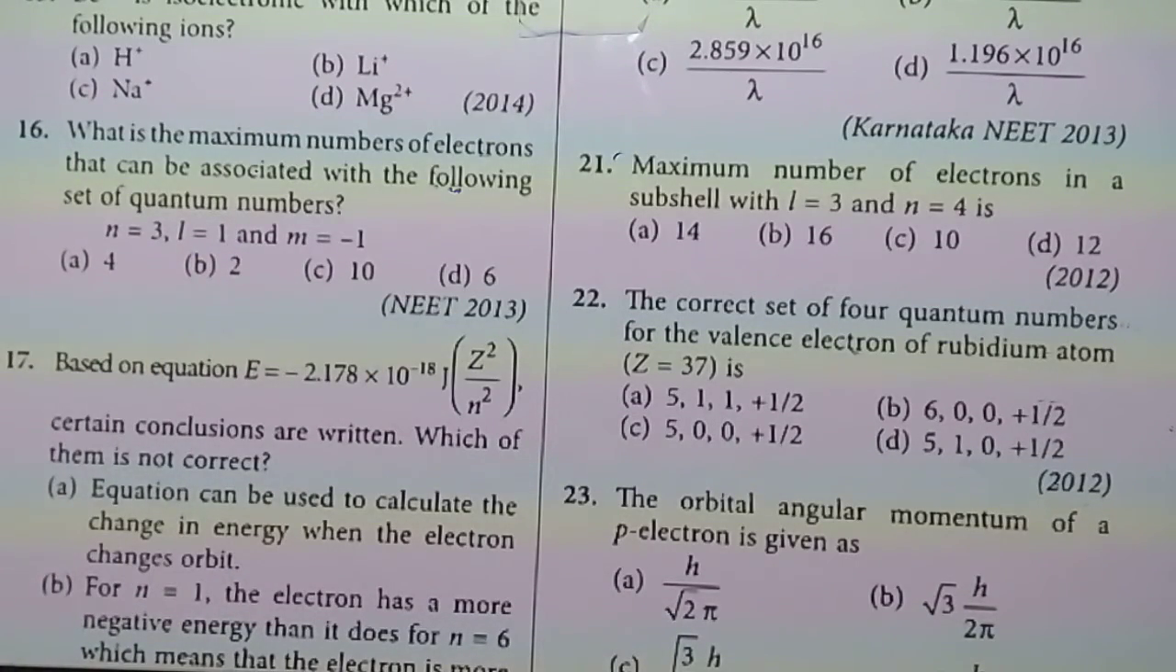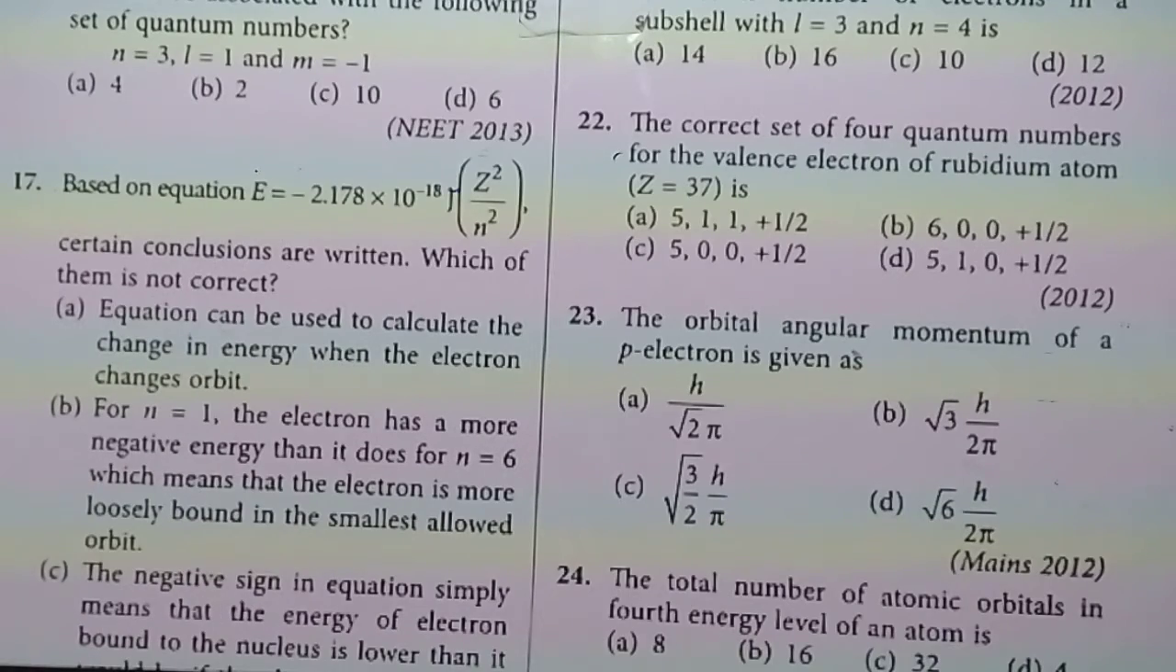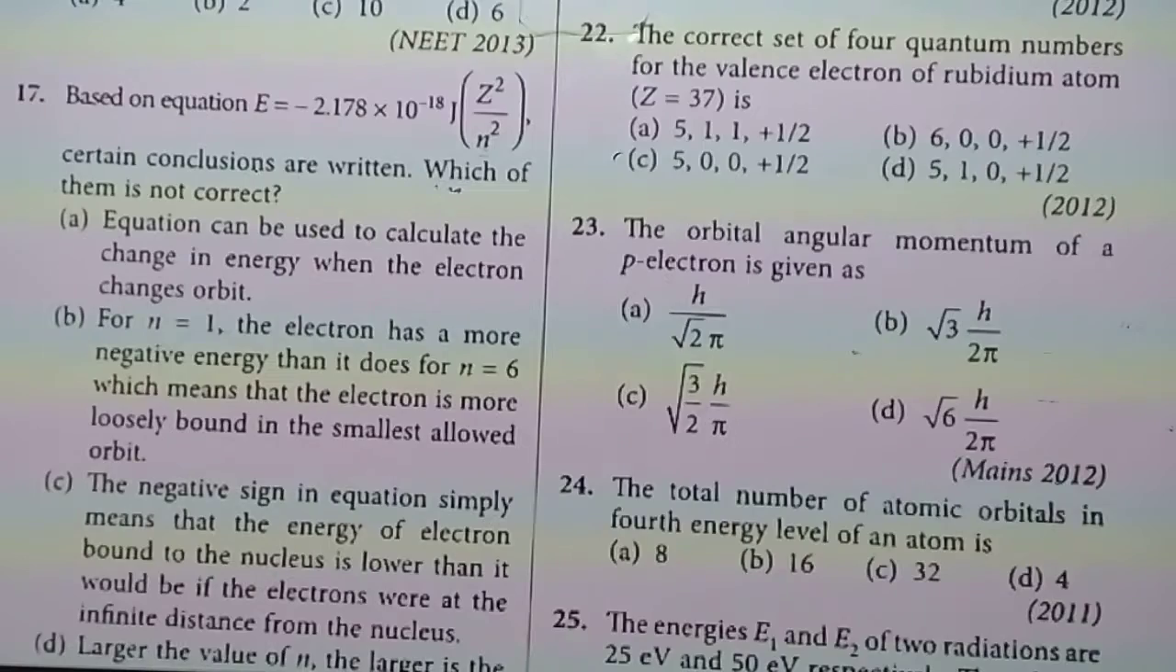Question number 17. Based on equation E equal to minus 2.178 into 10 raised to minus 18, which is the Rydberg constant, into Z square upon n square, certain conclusions are written. Which of them is not correct? Which one is not correct for this formula?